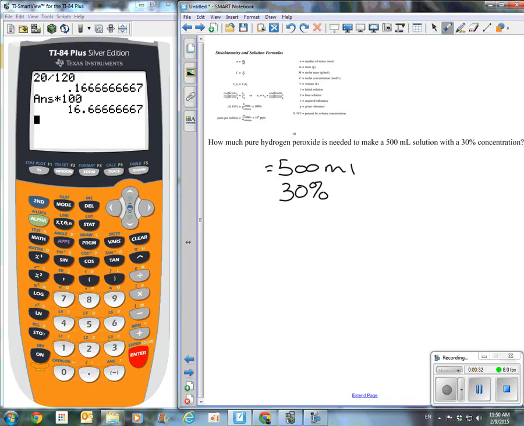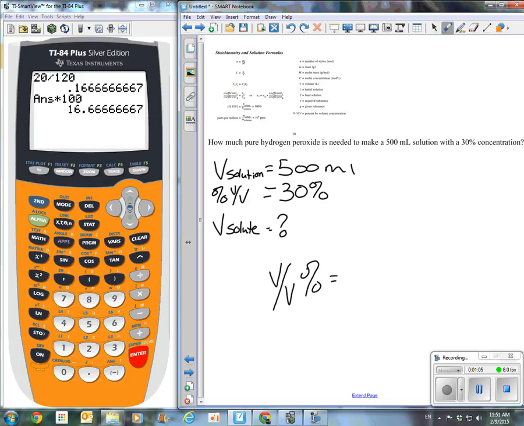Milliliters, that's a volume. And in this case, it says to make a 500 milliliter solution. So I know this is solution. 30%, well, that would be a percent by volume concentration. The question is asking me how much pure hydrogen peroxide. I'm going to assume that that is going to be the solute, and that's what the question is asking me for. Perfect. So now I'm going to have my formula.